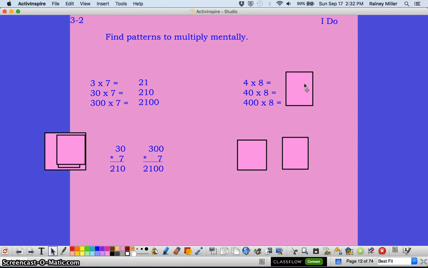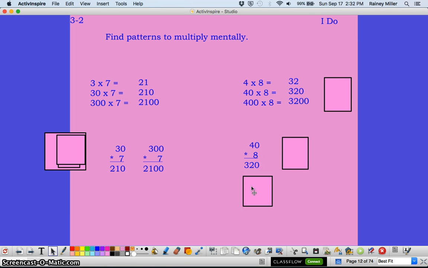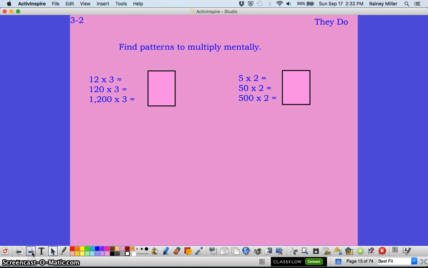Okay, 4 times 8. We know 4 times 8 is 32. So can you guess the next one? 320. Then the next one would be 3,200. And again, we can see that this works out because whenever we go to actually multiply it, we can see what it would come out to. All right, so I want you to figure out these really quick on your whiteboard. So go ahead and stop the video and try this out.